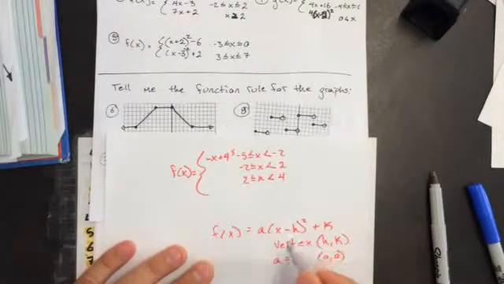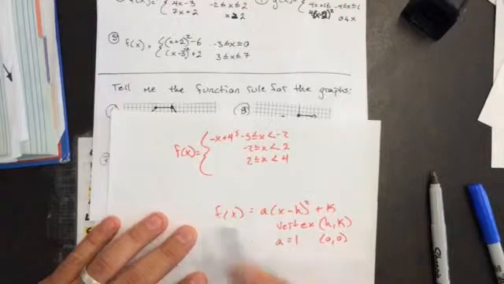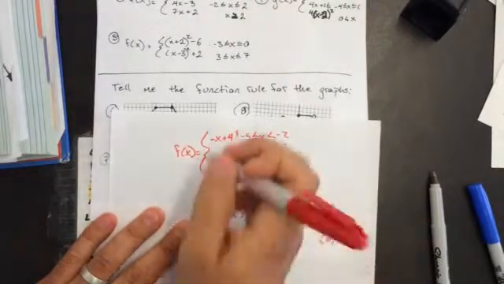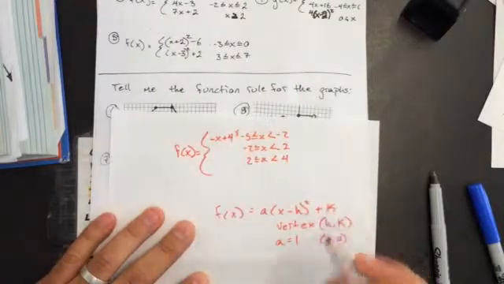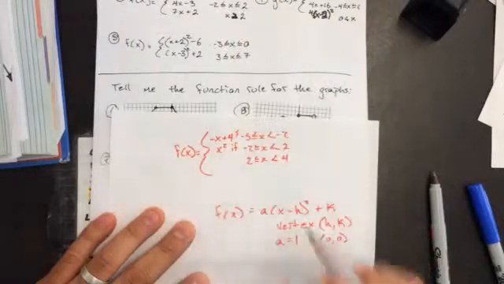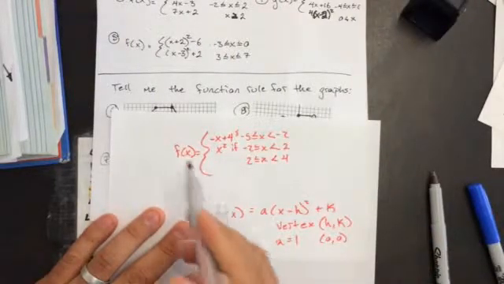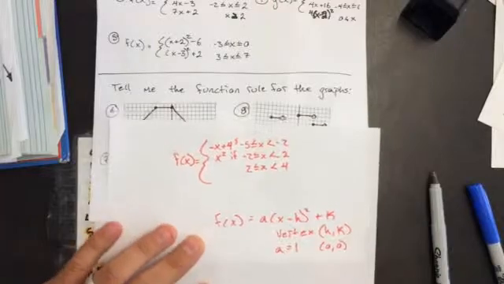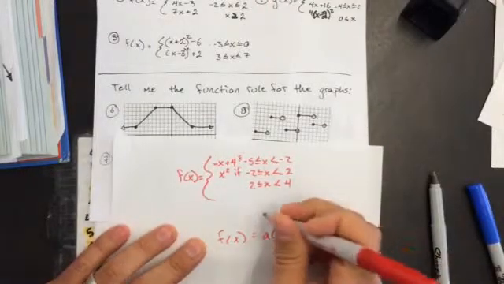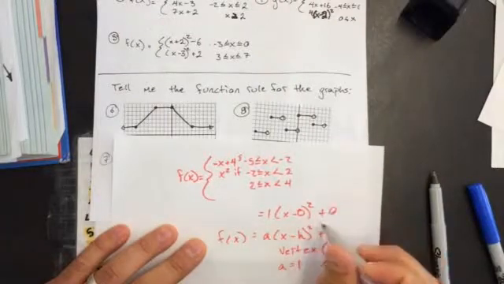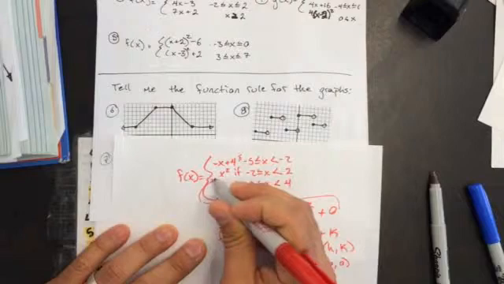And I'm just going to plug that all in here. So I'm going to write my rule as f of x equals 1 times x minus 0 squared plus 0, which just means x squared. When I put x minus 0, that's just x squared, times 1 is just x squared, plus 0 is still just x squared. So that's why it's x squared. What I really did is 1 times x minus 0 squared plus 0. And then I simplified to be that.